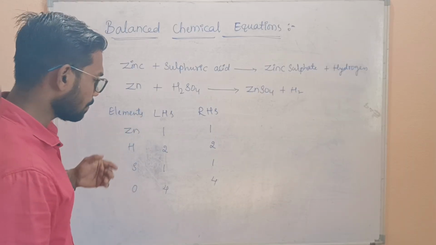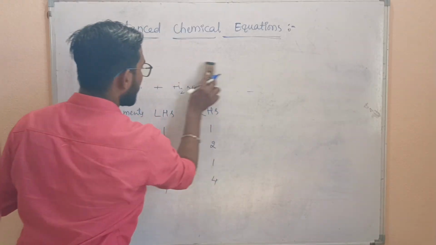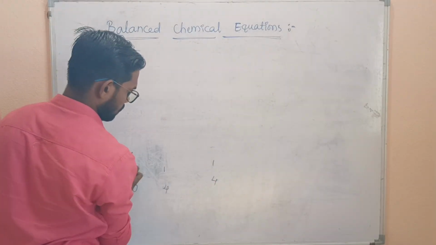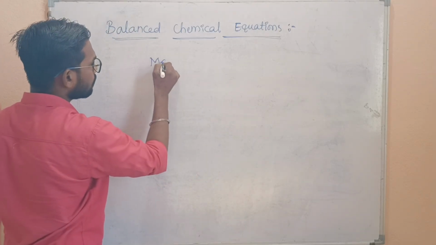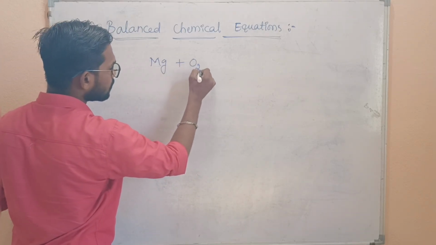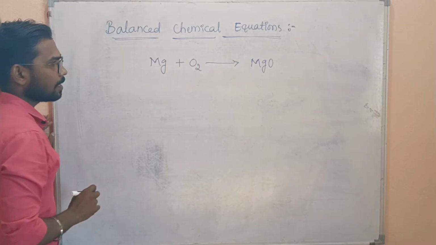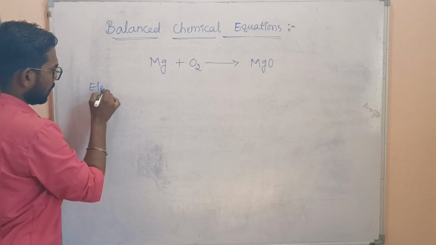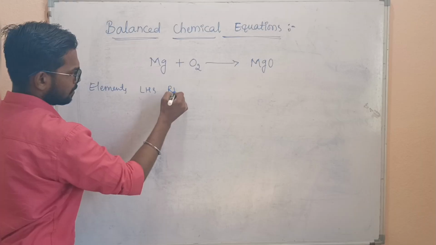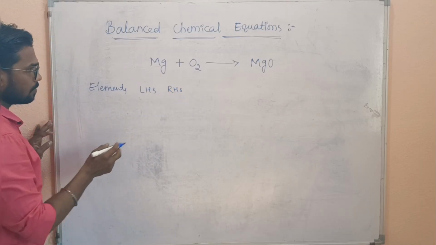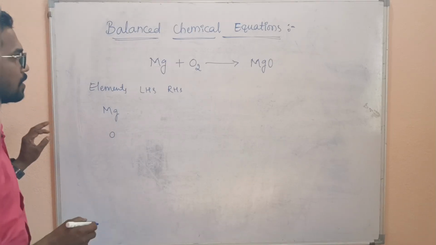For the next example, I am going to give you the last reaction which we have studied already, the magnesium ribbon. See, magnesium is going to react with oxygen and it is going to form magnesium oxide. Here again we'll write the table of elements, LHS and RHS. You can see that there are only two elements, magnesium and oxygen. The first element is magnesium.